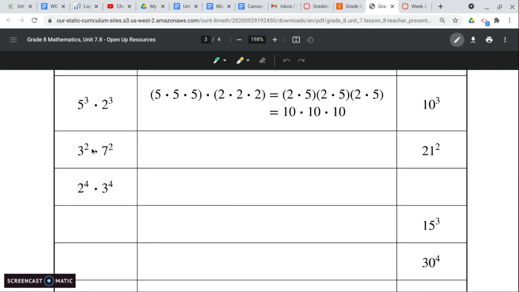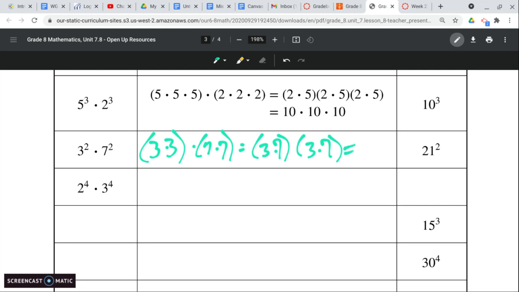Okay, so if we have 3 to the second times 7 to the second, well, then we have 3 times 3 times 7 times 7. So we can combine that as 3 times 7 and 3 times 7. So 3 times 7 is 21. So it's the same thing as having 21 times 21, which gives us 21 squared. So it works out.